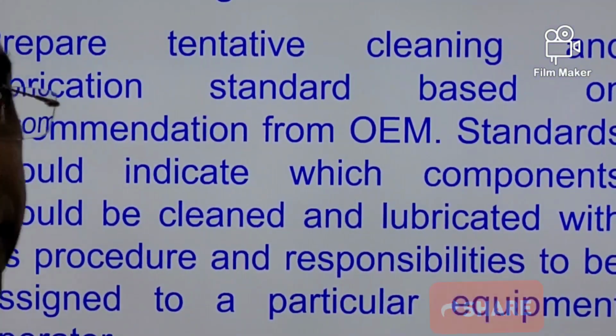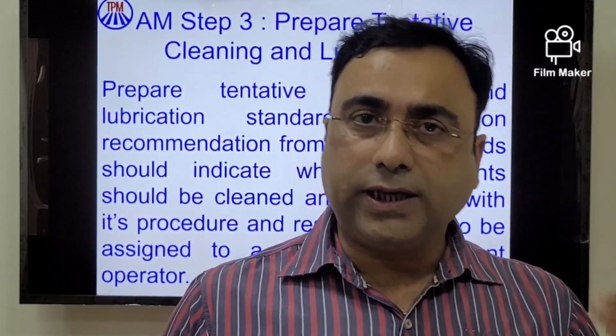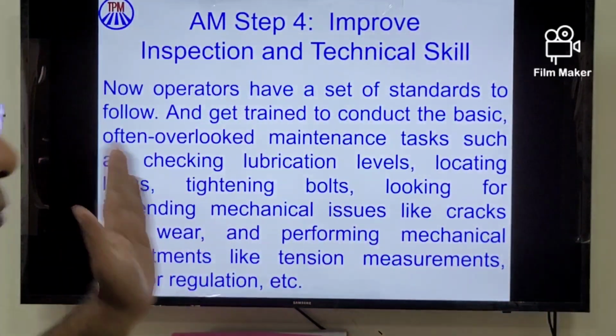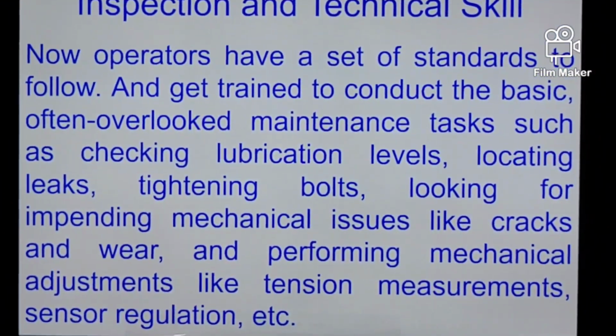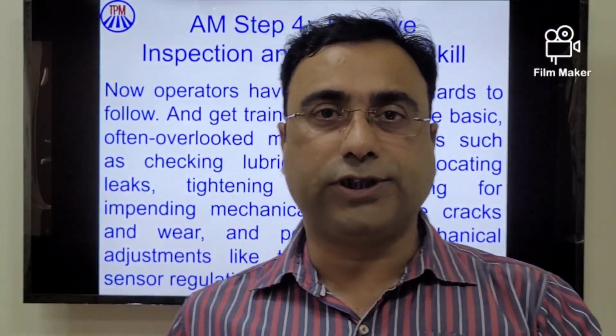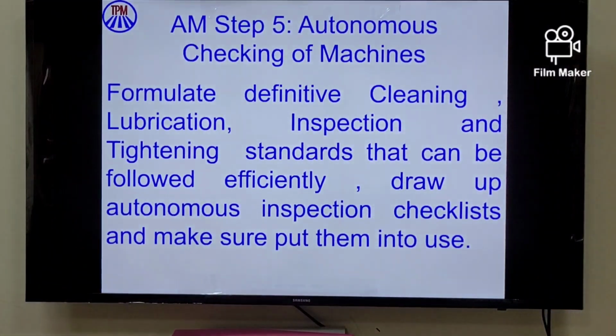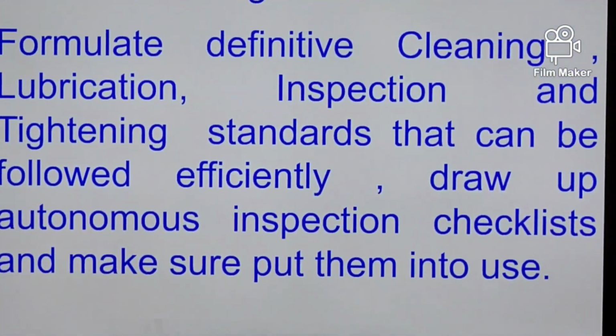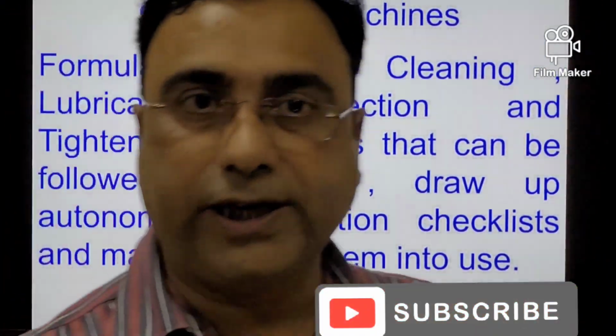In step 3, for the countermeasures we have taken, we have to make a tentative or scheduled maintenance plan. And for all this tentative plan, we must improve the skill in AM step 4 to follow whatever we have decided, whatever our study is, that is improving the machine performance or keeping the machine in a new-like status. In AM step 5, what we do is autonomous checking of the machine.